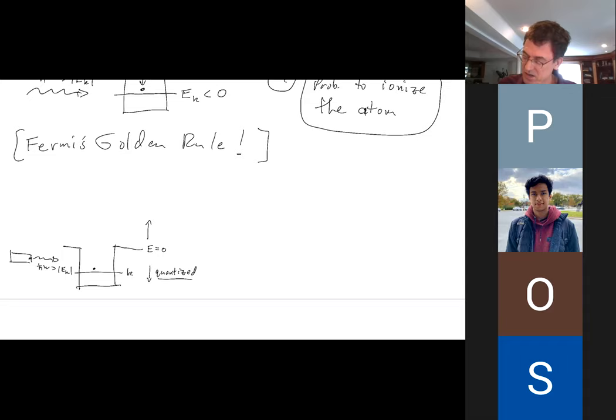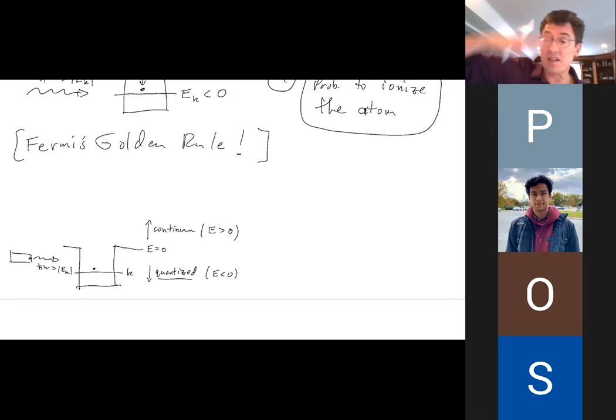It's continuous. That's right. We have a continuum. And you guys studied that last semester. You might not remember so well, but you did. Right, so for positive energies, I have a continuum of states. I can still think of myself as being in a box, but the box is so big that the quantization is itty bitty, tiny, tiny.